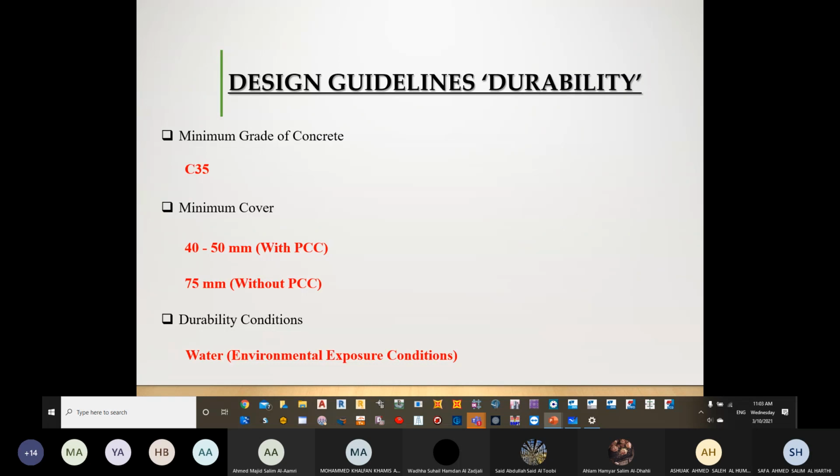Now, if you don't want to use BCC, then your cover is going to be 75 mm. Here in Oman, we don't go without BCC. Normally, we only use BCC, and the cover is normally adopted to be 50, but the minimum according to the code is 40. So once again, you should know: if we have a BCC, how much is the possible cover? If we go without BCC, how much is the possible cover?